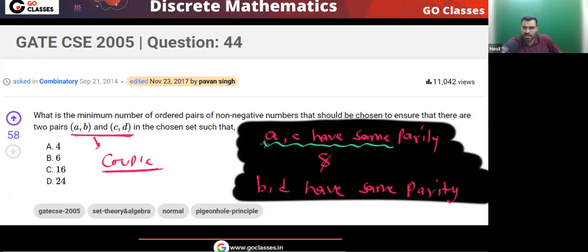A, C have the same parity and B, D have the same parity. Now you tell me the best way to solve this question. Don't create this type of couple. Make sure you don't create this type of couple. I want this type of couple.